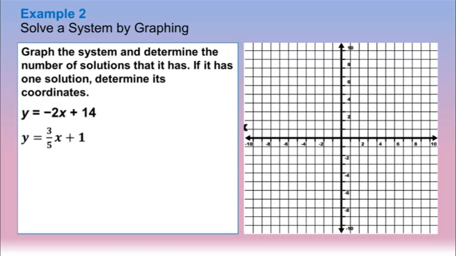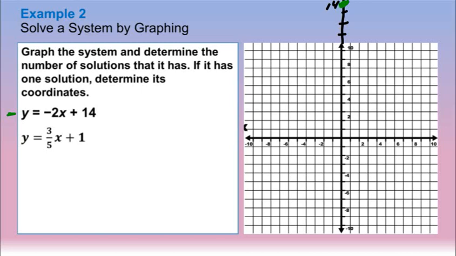So our first example, example 2. We'll graph the system and determine the number of solutions it has, and if it has one solution, then we have to determine what the coordinate would be. Since both of these are in y equals mx plus b format, I can now graph that. First one, y equals negative 2x plus 14. I'm just going to extend this a little bit further. So 10, 11, 12, 13, 14. So this would be our 14 here.